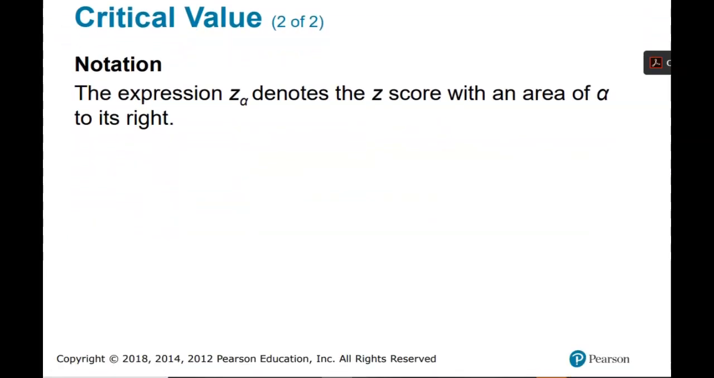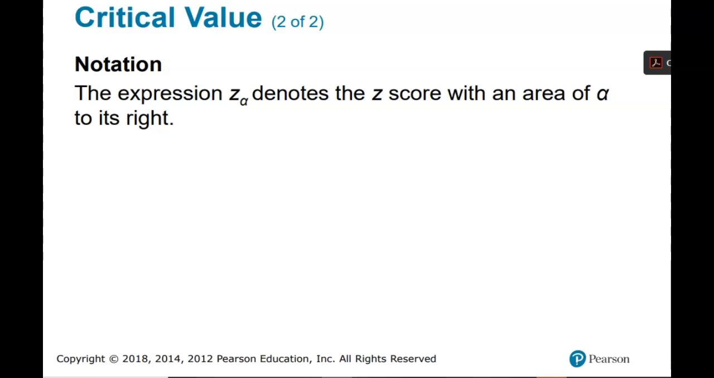So the expression z sub alpha, this right here is a Greek letter alpha. Don't go crazy over that funny symbol. When you see this, you know it means the z-score with some area alpha. So alpha is going to be a number less than 1, between 0 and 1.